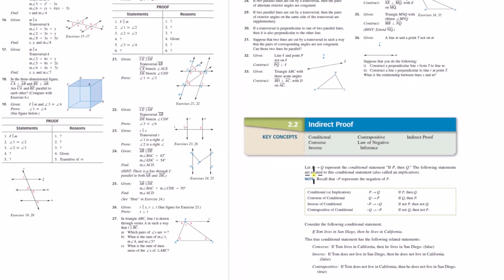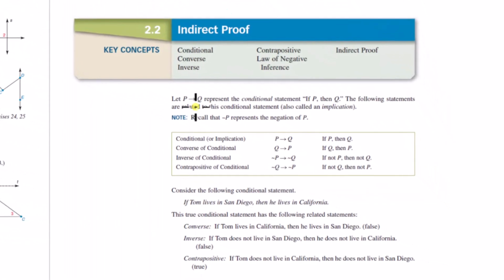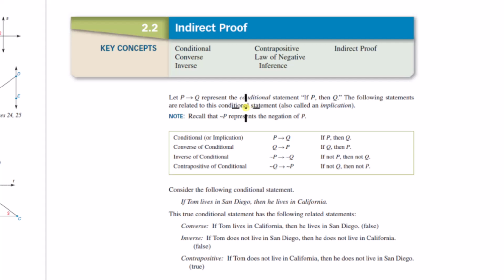So let P → Q represent a conditional statement: if P, then Q. The following statements are related to this conditional statement, also called an implication. You can think of a conditional statement like if P, then Q as an implication, because if P, then that implies Q. Now recall that this symbol means not, the negation of a statement, the opposite of a statement. Like if "I eat spaghetti" is a statement, then not of that statement is "I don't eat spaghetti."